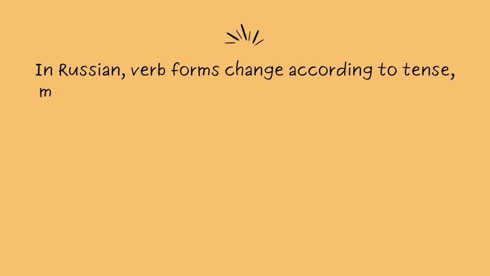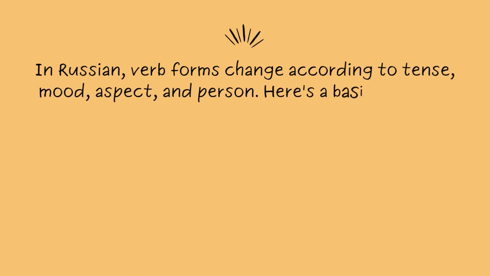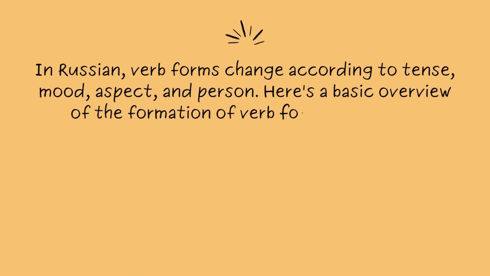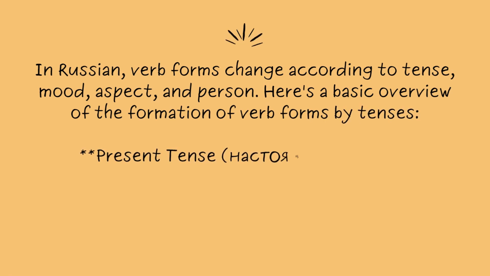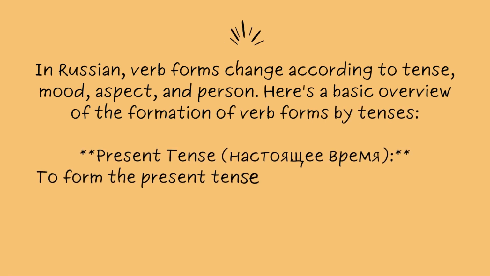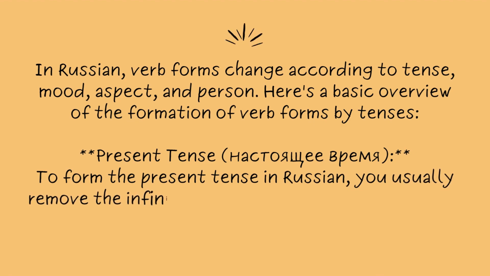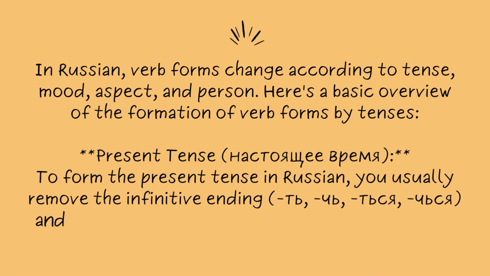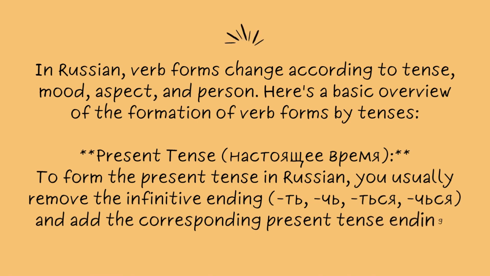In Russian, verb forms change according to tense, mood, aspect, and person. Here is a basic overview of the formation of verb forms by tenses. Present tense, настоящее время. To form the present tense in Russian, you usually remove the infinitive ending -ть, -ться, and add the corresponding present tense endings based on the person.